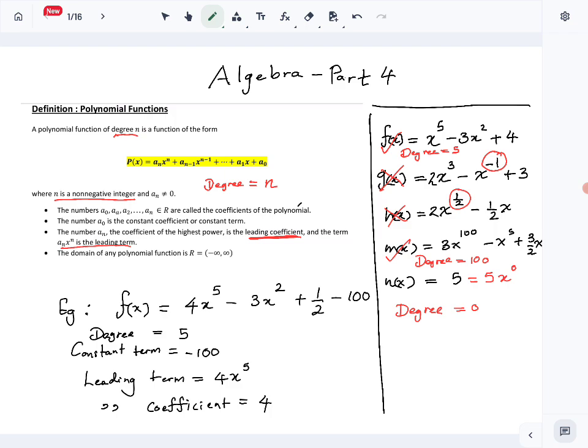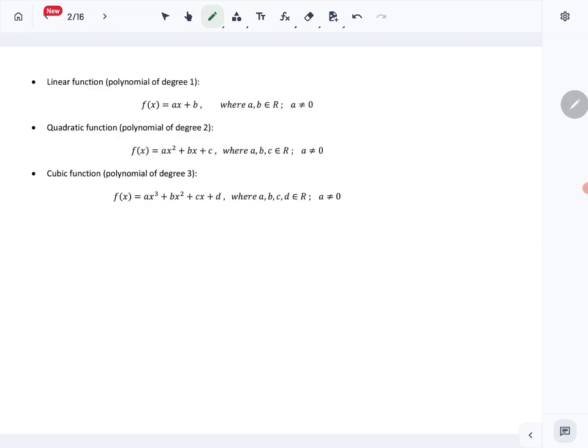So now we have defined polynomials. Now let's look at some properties and some algebraic operations of polynomials, right? First, let's define some special polynomial functions. Polynomial of degree 1 is called a linear function. So it has this form, ax plus b, where a, b are real numbers and a cannot be 0. What happens if a is 0? Then it's a constant function. No, that's a degree 0 polynomial. Okay. So that is the reason a cannot be 0.